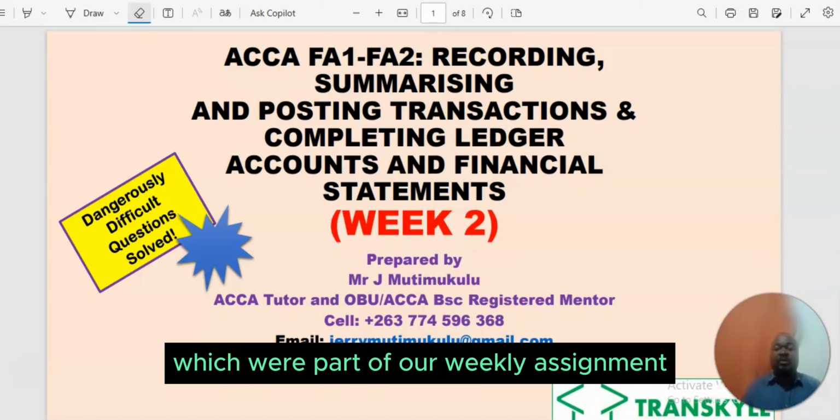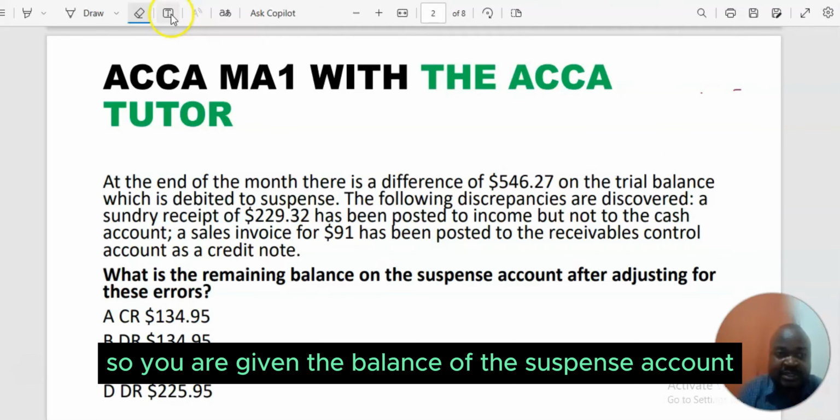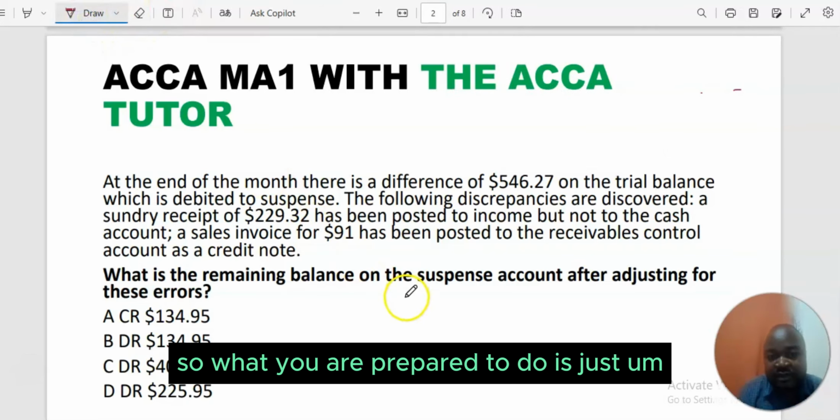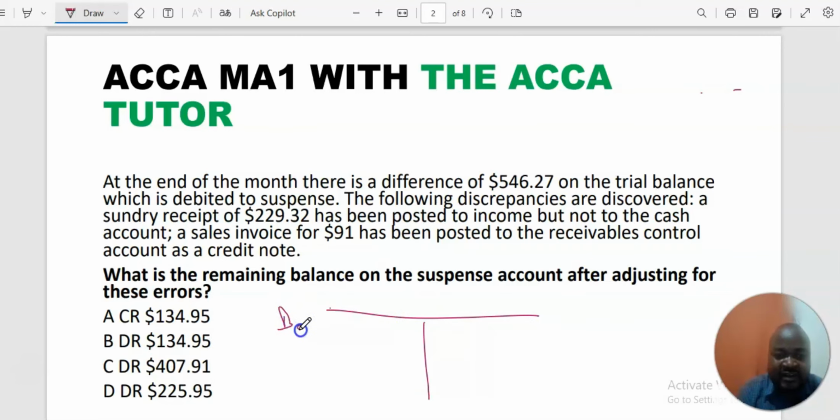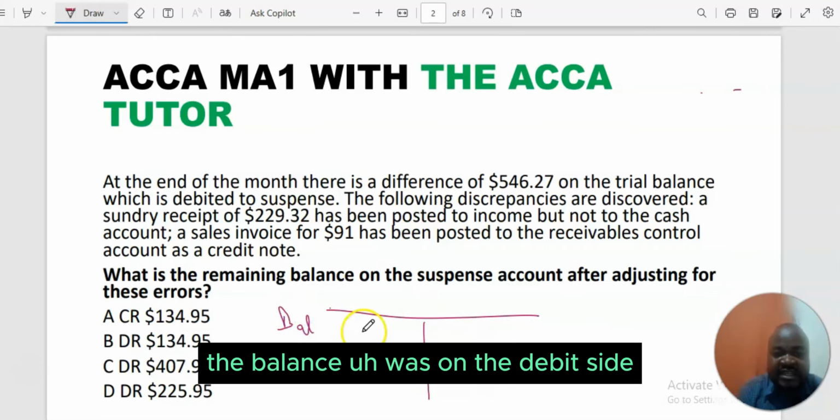Now, the question was saying, at the end of the month, there is a difference of 546.27 on the trial balance, which is debited to suspense account. The following discrepancies are discovered. So you are given the balance of the suspense account. What you are required to do is just to draw up your suspense account, and you slot in the figures as you are given. The balance was on the debit side. Remember, this is a suspense account.